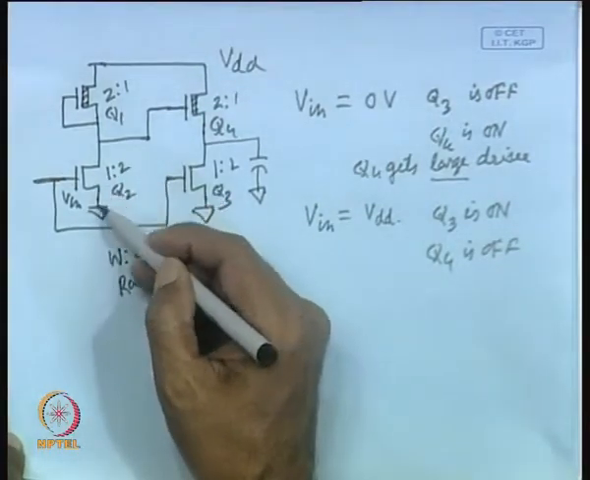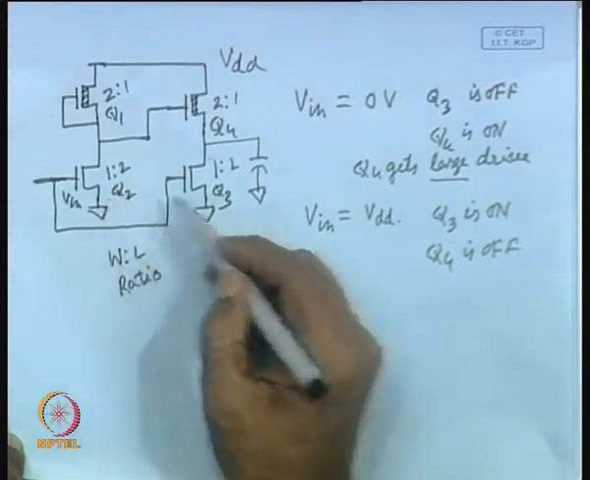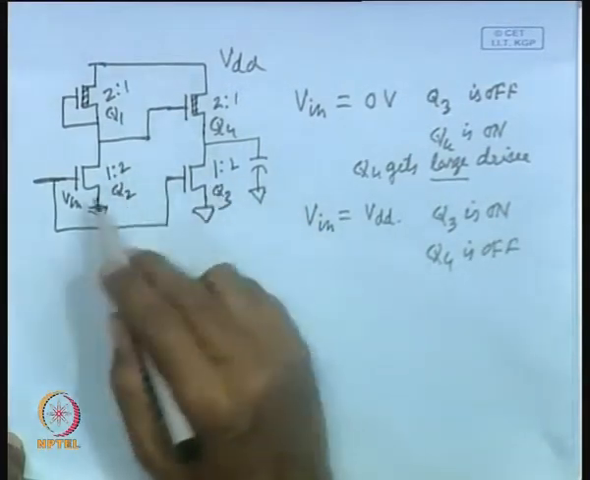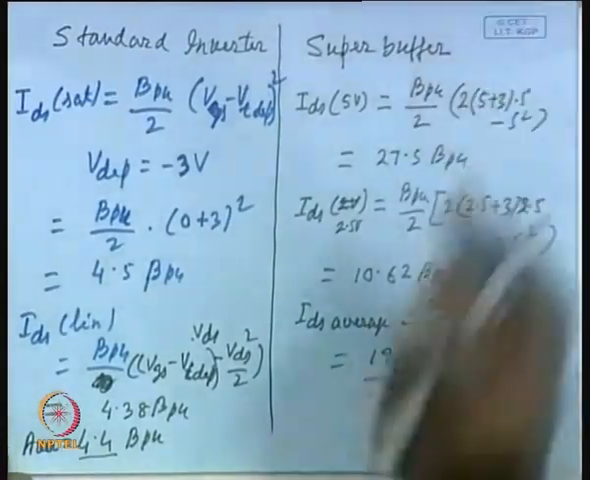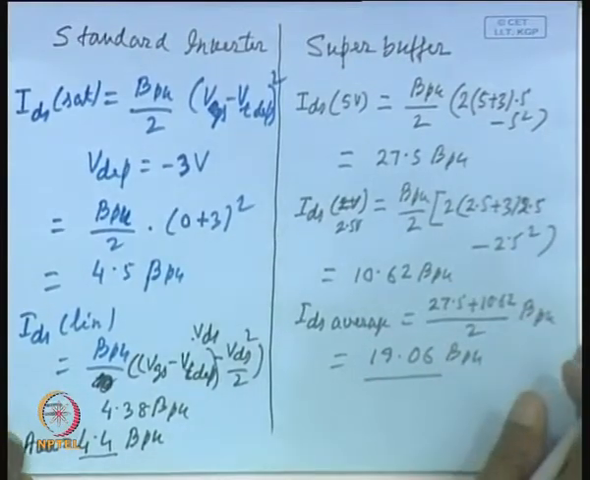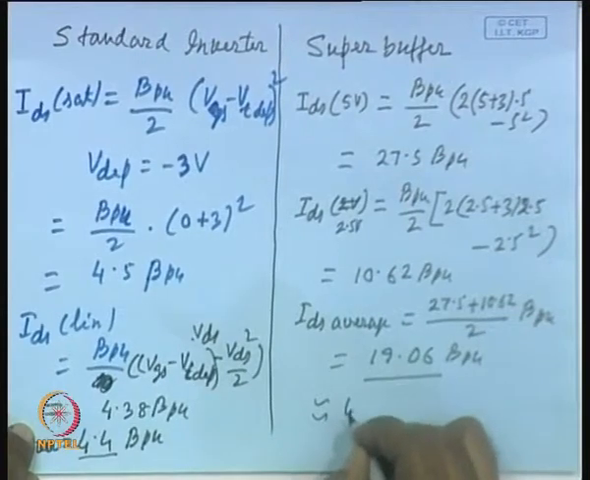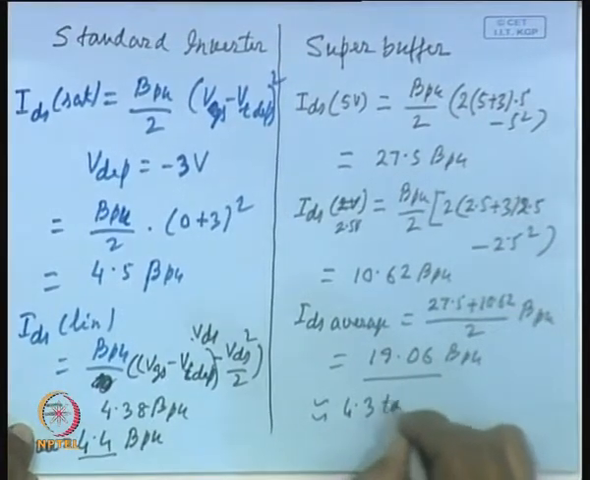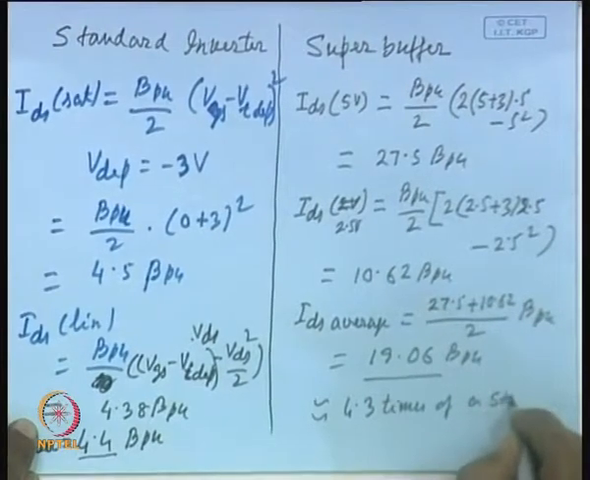But in this case also it is getting discharged by the same type of transistor of the same size, here also the same thing. So, there is no difference so far as the discharge time is concerned, but asymmetry was present only for the charging time, and that is being alleviated with the help of the super buffer. So, this is roughly equal to 4.3 times of a standard inverter.